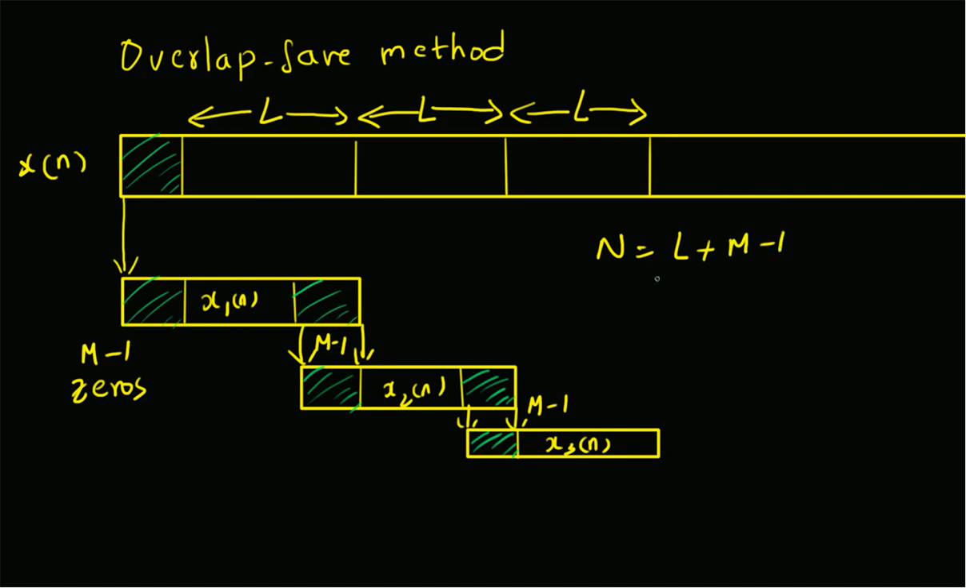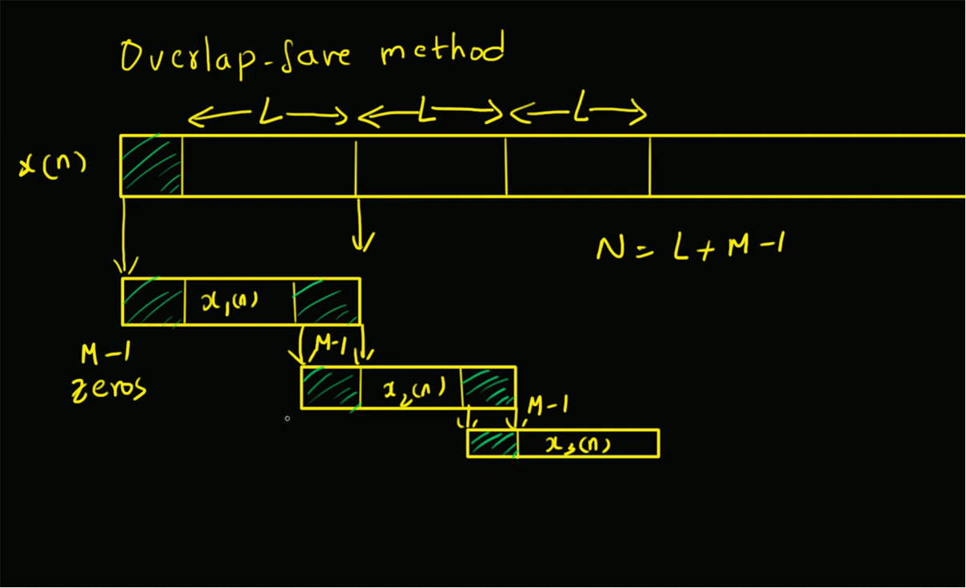For example, for the first block we have M minus 1 zeros, and then L values coming from the input, that is from here. And then for the next block, that is for x2 of n, we have M minus 1 values borrowed from x1 of n. That is, the last M minus 1 values from x1 of n are borrowed as the first M minus 1 values of x2 of n, and then L new values are taken from x of n. Similarly for x3 of n, the process will continue.